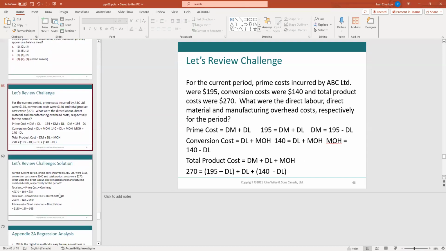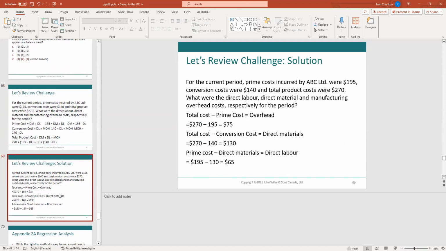Are you guys with me? Yes, Professor. That's how we're getting this. That will be another way. Total cost minus prime cost is going to give you the overhead. Total cost minus the conversion cost is going to give you direct material. Prime cost minus direct material is going to give you direct labor. That will be another way to do it. So there are different ways to do it.